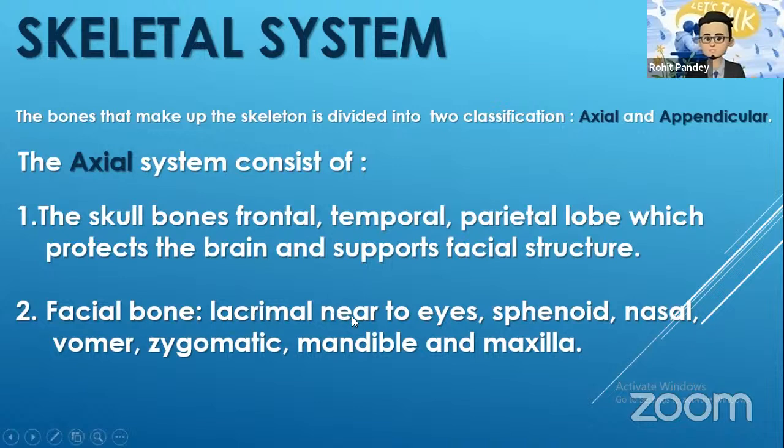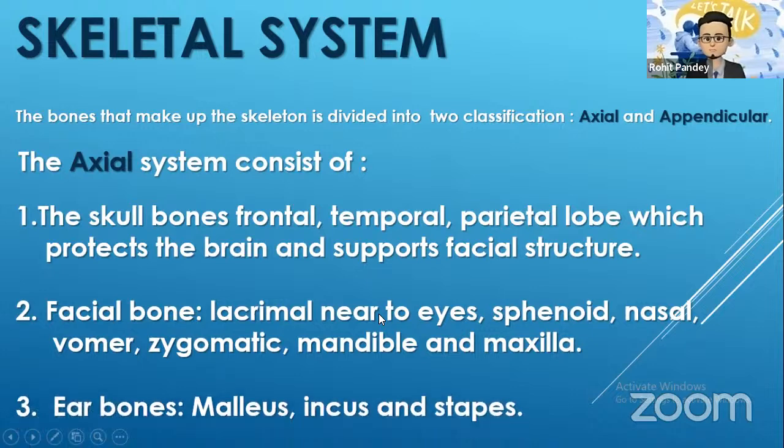Facial bones: lacrimal, near the eye. You know that lacrimal is used for tears; tears come out of the lacrimal gland. Sphenoid, nasal near the nose, vomer, upper part of the lips. Zygomatic is like the cheekbone. Mandible and maxilla are related to the jaw, and ear bones: malleus, incus, and stapes.